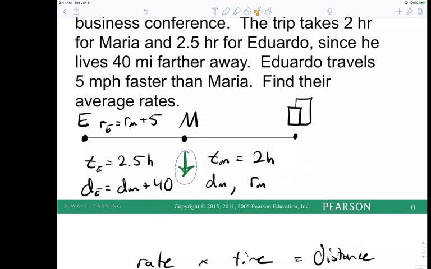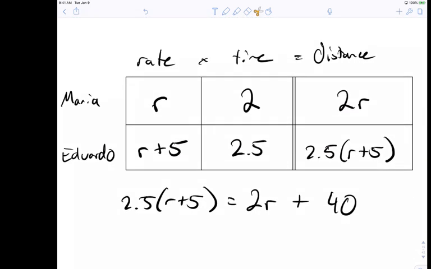All right. But yeah, we just kind of went line by line and tried to find some way to incorporate each piece of information. But ultimately, I think the table is the best way to display the information. Rate times time equals distance. Maria's rate was our unknown. That's the only thing we really didn't have any information on. They gave us her time, so her distance is going to be 2R.